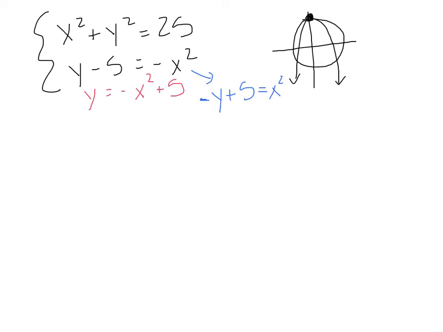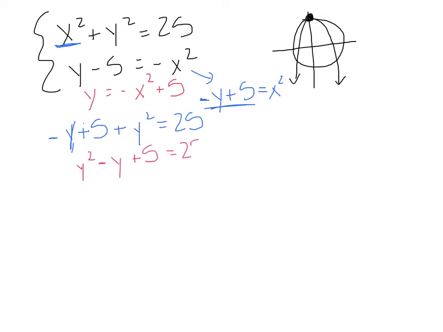Now we can substitute in for x squared in the first equation. I'm going to try that just because it's something different. So negative y plus 5 plus y squared equals 25. So to rearrange things a little bit, we're going to get y squared minus y plus 5 equals 25.